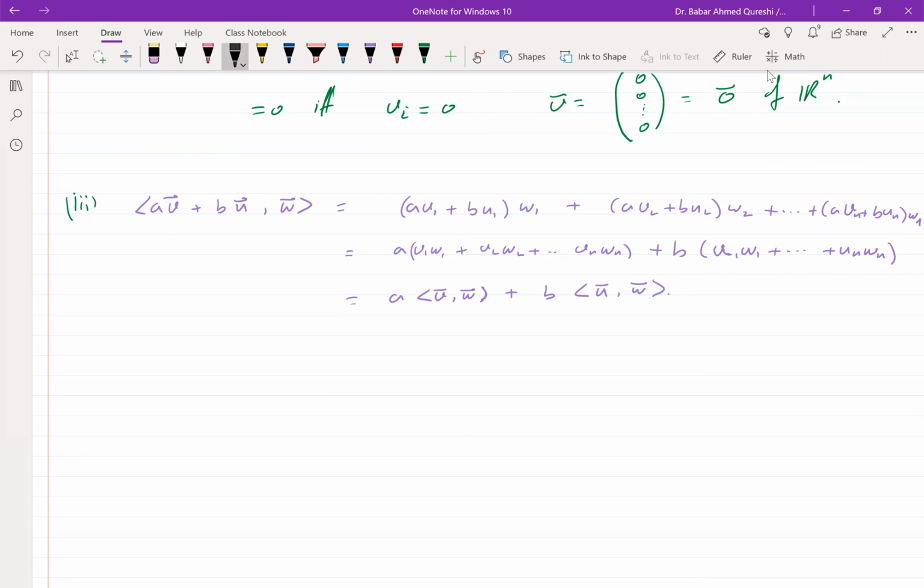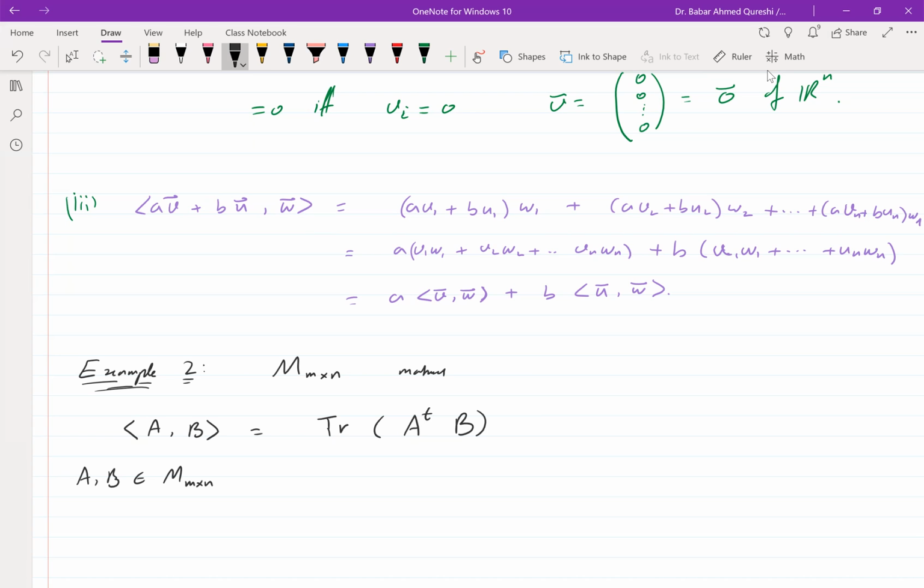Now let me give you another example. I consider the space of, well, actually I can consider M by N matrices. I know that this forms a vector space and I want to give a scalar product on it. So I give the scalar product with this formula. A and B are M by N matrices. So I give it by the trace of A transpose times B.